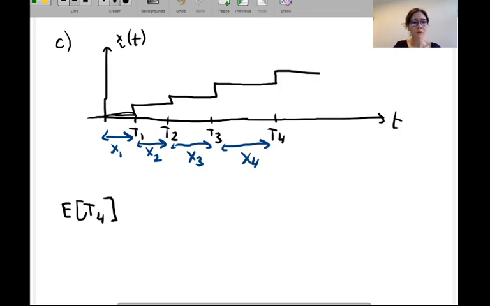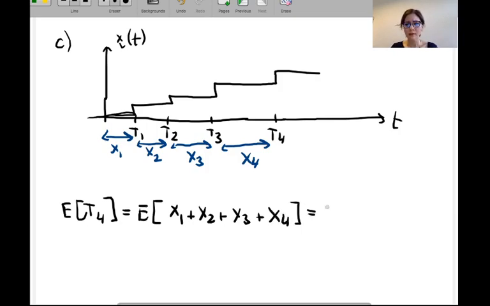So the trick would be to write T4 as the sum of the first inter-arrival time and the second and the third and so on. So you're summing up from i equals 1 to 4 the expectations of Xi's. And each one of these had the exponential density. Now I just need their expectation.